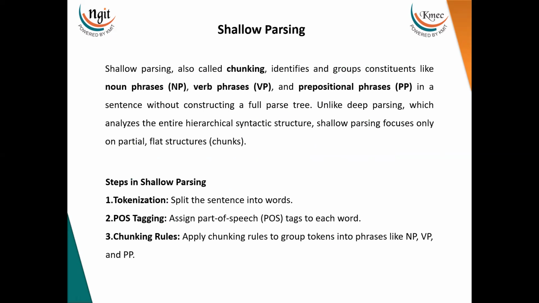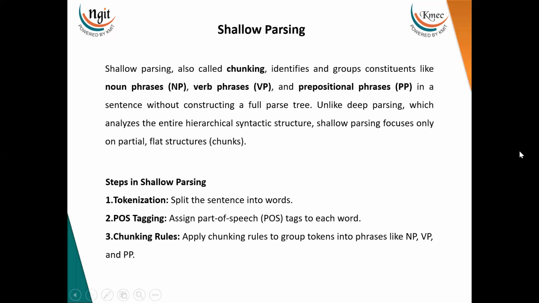Basically, shallow parsing makes us identify the phrases which are present in a sentence. That means it has either a verb phrase, a noun phrase, or a prepositional phrase. Shallow parsing, also called chunking, identifies and groups constituents like noun phrase, verb phrase, and prepositional phrases, that is NP, VP, and PP respectively, in a sentence without constructing a full parse tree. Unlike deep parsing, which analyzes the entire hierarchical syntax structure, shallow parsing focuses only on the chunks.